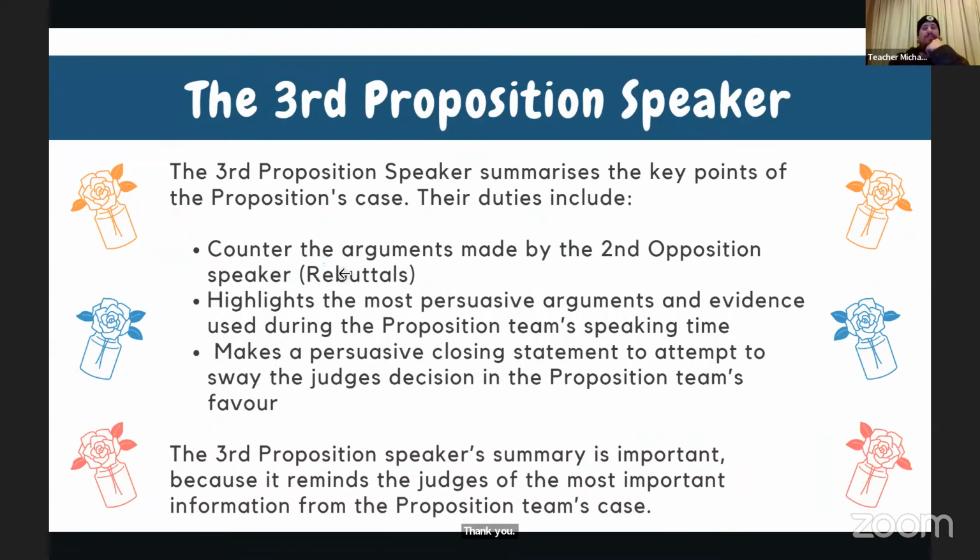Okay, so the third proposition speaker summarizes the key points of the proposition's case. Their duties include countering the arguments made by the second opposition speaker. So once again, rebuttals. They want to highlight the most persuasive arguments and evidence used during the proposition team's speaking time. So this is another reason why you've heard both myself and Miss Sophia talk about this.